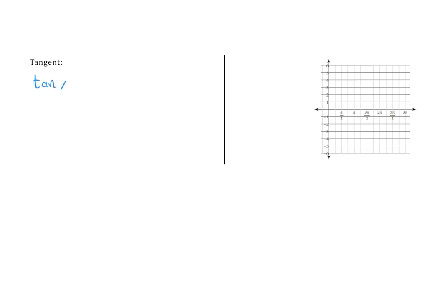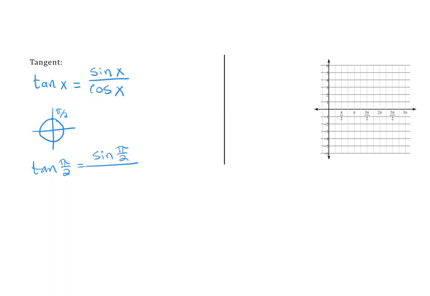So starting out, tangent of x is equal to your sine values divided by your cosine values. So if we think about that unit circle, and I'm just going to pick a point, let's say pi over 2. So tangent of pi over 2 would be equal to sine of pi over 2 divided by cosine of pi over 2. Well, that's the point (0, 1). So this is 1 divided by 0. Oh, so tangent is undefined at pi over 2.